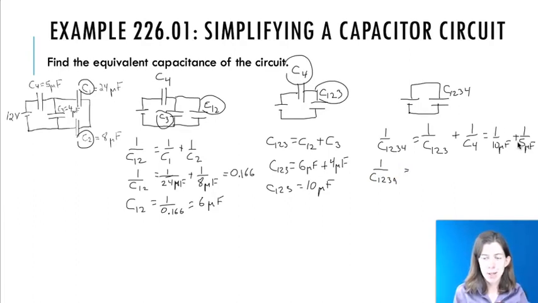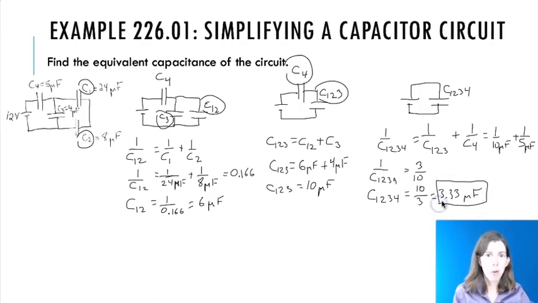1/10 plus 2/10 is 3/10. 3 over 10, the microfarads on the bottom. And then we are going to flip it to get C1234 by itself. So C1234 is going to be 10 over 3, or 3.33 microfarads. So that's our answer for this problem. That is the equivalent capacitance.